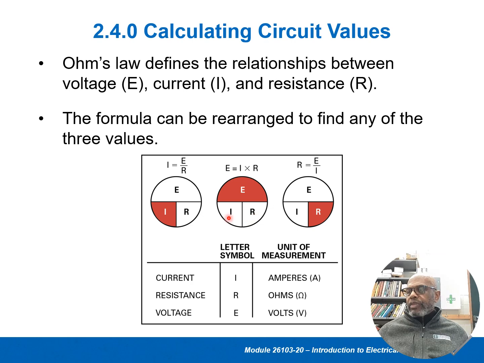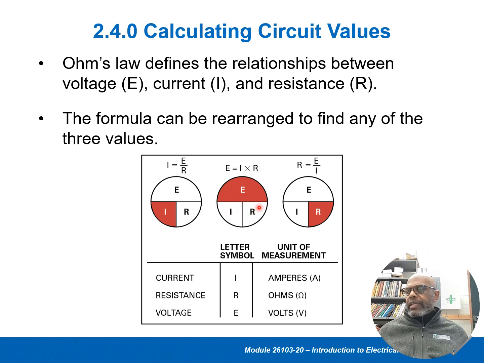So resistance, current, voltage. Voltage will always be at the top. Current, it doesn't matter what side you put it on, but usually we put current first and then resistance. So this is basically the formula: E equals I times R.